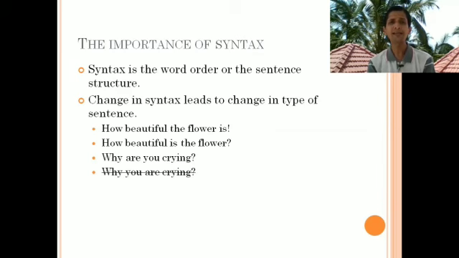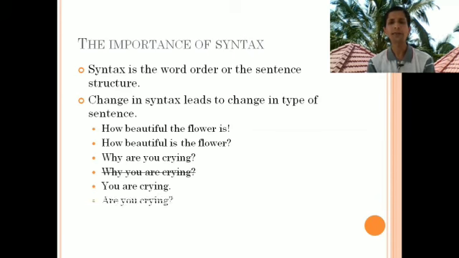Why is it not that of a question? Why you are crying is not a question because you are crying is the structure of a sentence. Just by adding a why before you are crying, it doesn't become a question. But when you want to make it a question, you have to change the syntax, that is the word order. You are crying has to be changed into are you crying? Even if you don't put a why before the are, it still is a question.